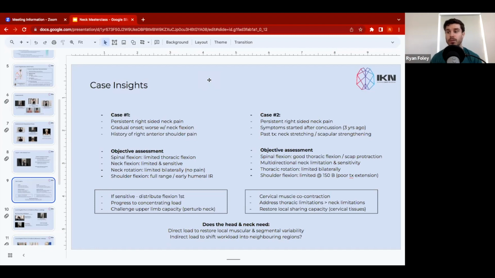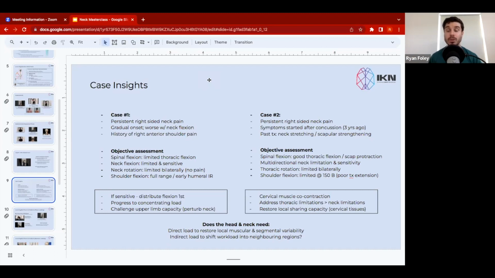So when a client tells you that they have a history of upper limb related pain or an upper limb injury in the past, we need to be considering the load capacity of the upper limb as a whole. Okay, we may need to consider that what we're observing proximally may be secondary to poor distal load sharing qualities. Obviously we would need to objectively assess things to strengthen that hypothesis. Okay, so first we're looking at spinal flexion, and we see a limitation in thoracic flexion. Okay, so this client's not getting a distribution of flexion across the cervical spine and the thoracic spine.